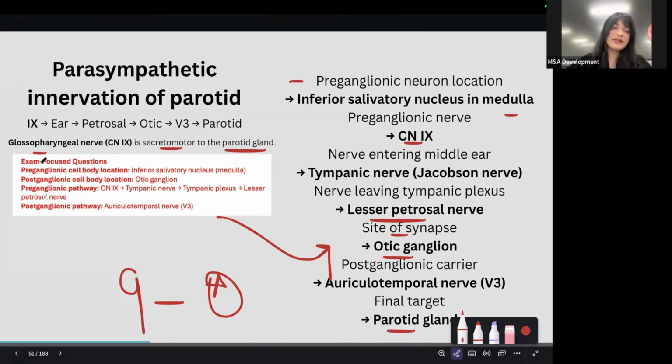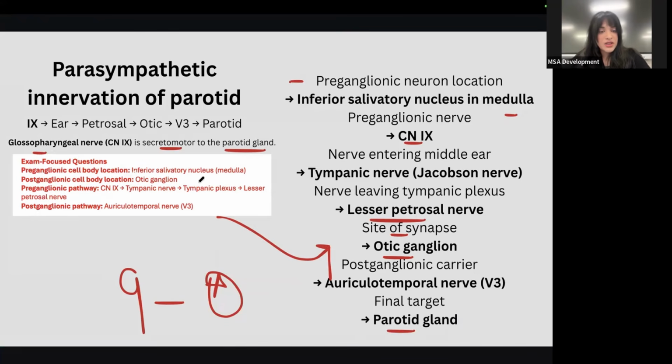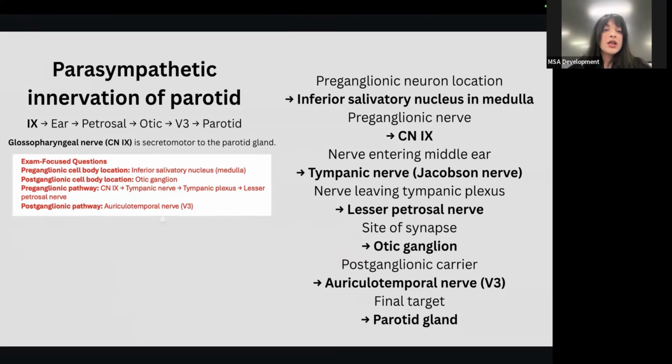Okay, so exam-focused questions from the slides. Preganglionic cell body location is in the inferior salivatory nucleus in the medulla. Postganglionic is in the otic ganglion. Preganglionic pathway is cranial nerve number 9, tympanic plexus, lesser petrosal nerve. And the postganglionic pathway, it's like, I need to get to the parotid gland. Can you give me a ride? It calls the auriculotemporal and goes with the auriculotemporal to the parotid gland. That is how you get saliva in the parotid gland.